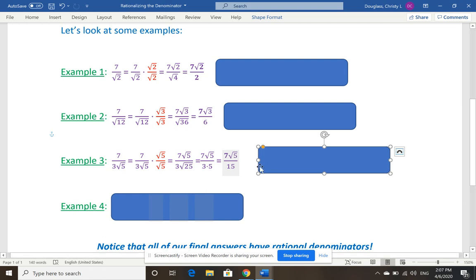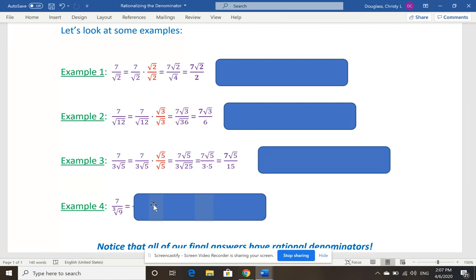And let's take a look at one last example. Now, I wanted to do an example like this because notice this time I am not working with a square root, but rather a cube root. Now, the cube numbers, remember, that means numbers that are formed by multiplying a number 3 times, like 1 times 1 times 1 is 1. 2 times 2 times 2 is 8. 3 times 3 times 3 is 27. 4 times 4 times 4 is 64. So those are the cube numbers.